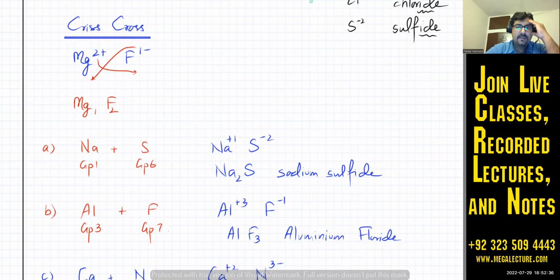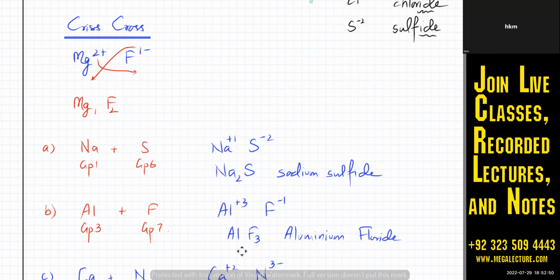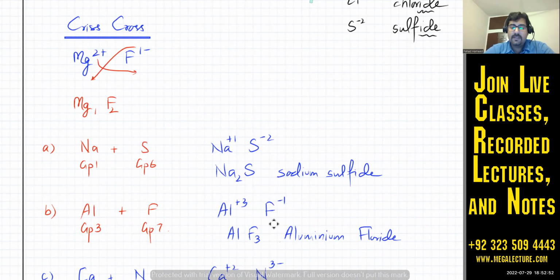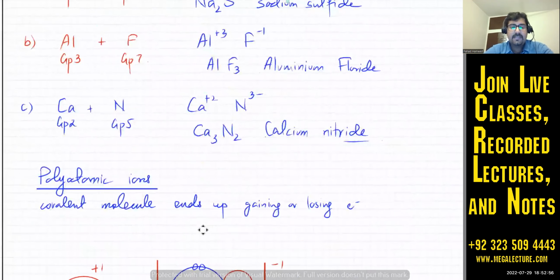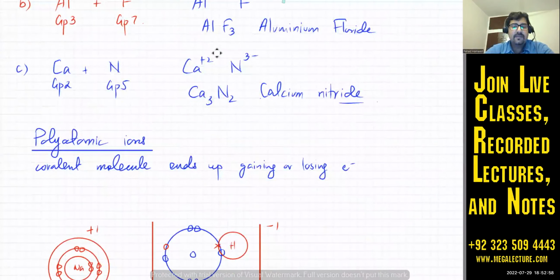ठीक है, that's it. And the other thing was that we did many examples, aluminium, fluorine. Aluminium is group 3, that's +3. Fluorine is -1. So bring the 1 over here. There's going to be 1 aluminium and 3 fluorines. So it's going to be AlF3. Calcium and N भी किया था. So we did all of that. You just do crisscross and you get the formula.